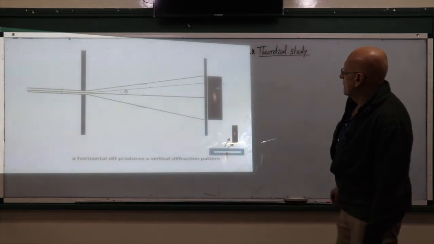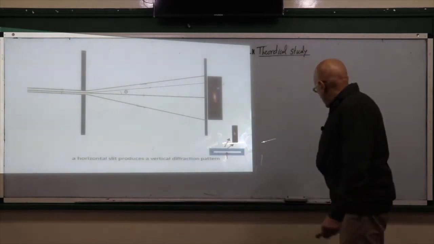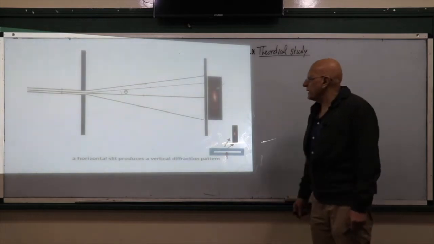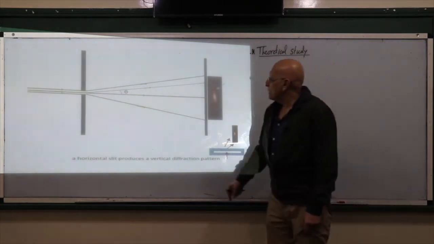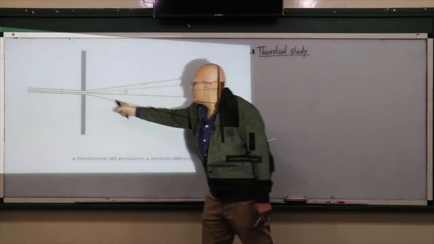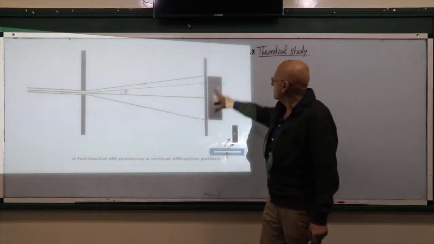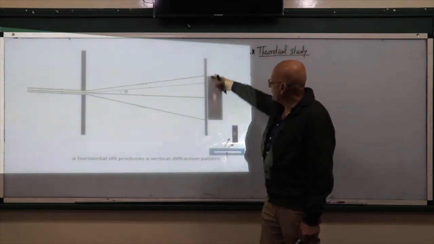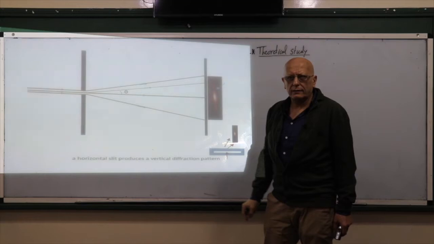Okay. This figure is used for the theoretical study. As you see here, this is the incident beam, this is the diffracted beam, it is a divergent beam, and this is the zone. This is the diffraction pattern on the screen. Okay?